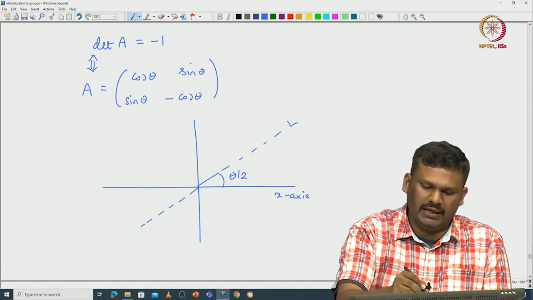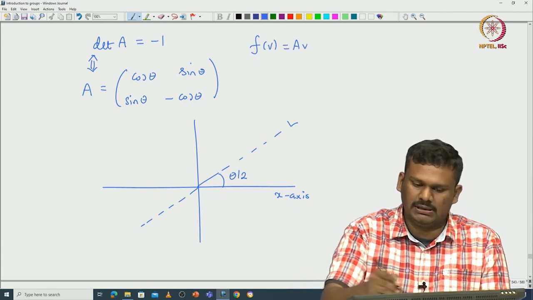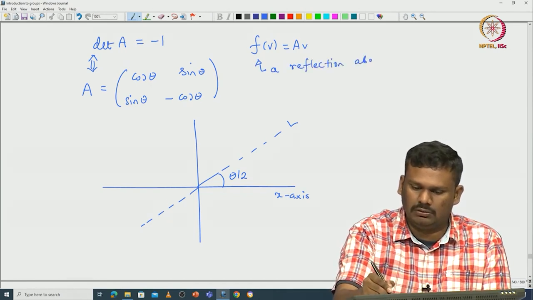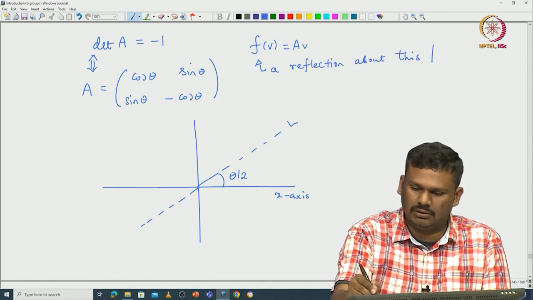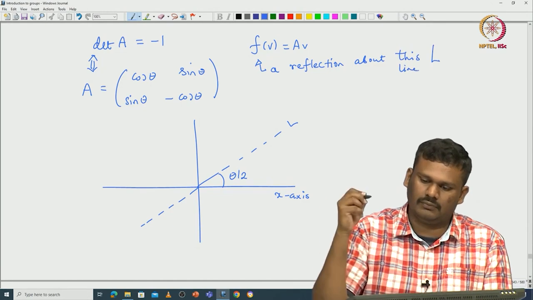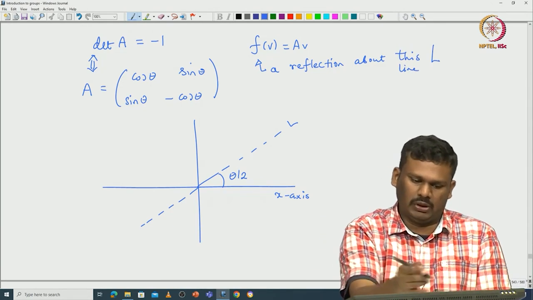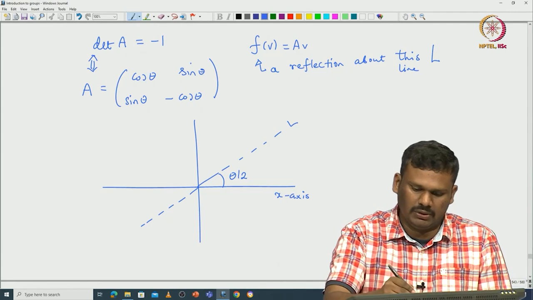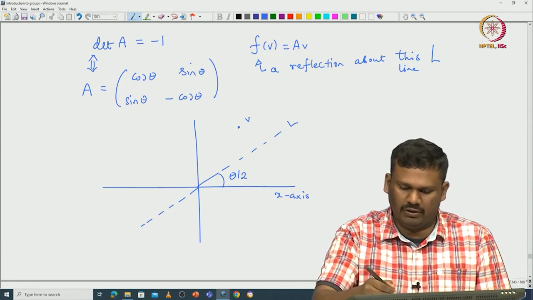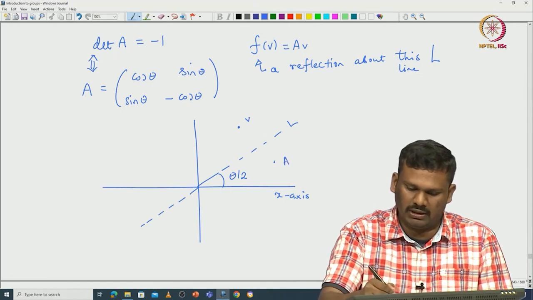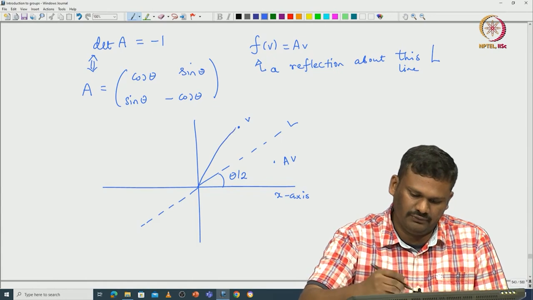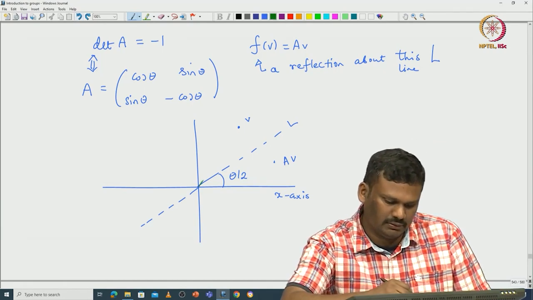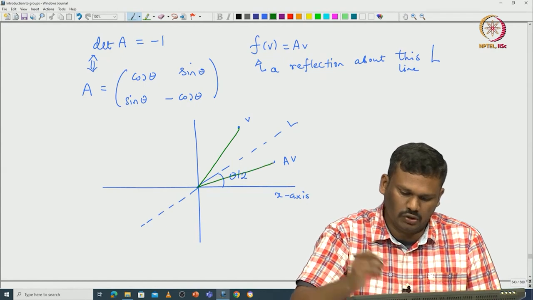So, when you take this f of v equal to av, it is indeed a reflection about this line L. This particular formula actually corresponds to this. Let us see how it is done. You take V here, then you reflect, so you reflect here. So, this is going to be your AV, and this is your vector V. I am drawing a very bad picture.